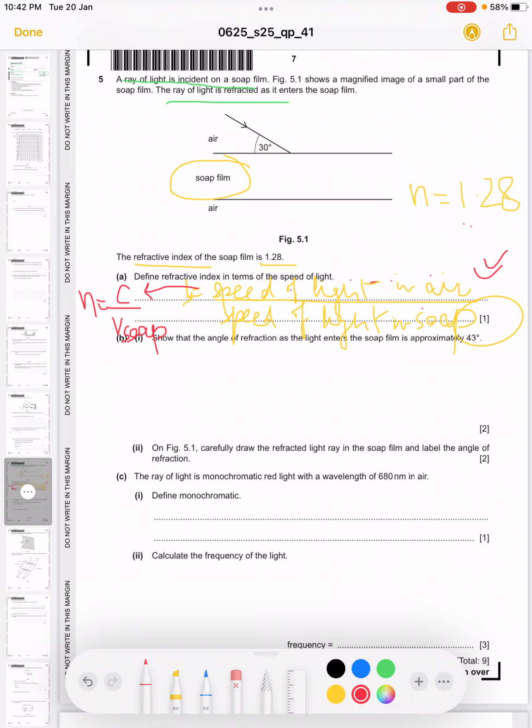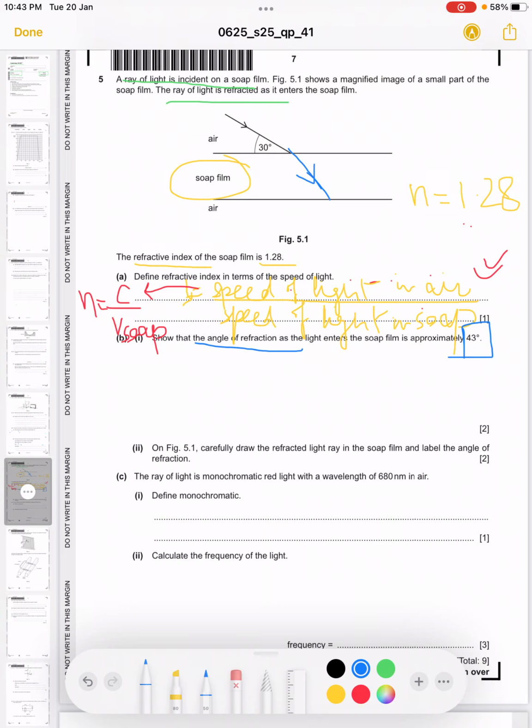Now move to question 5b, first part. Show that the angle of refraction as the light enters the soap film is approximately 43 degrees. We know that our ray will refract as it enters the medium. So basically here, with the two pieces of information, we need to find out that the angle of refraction must be 43.